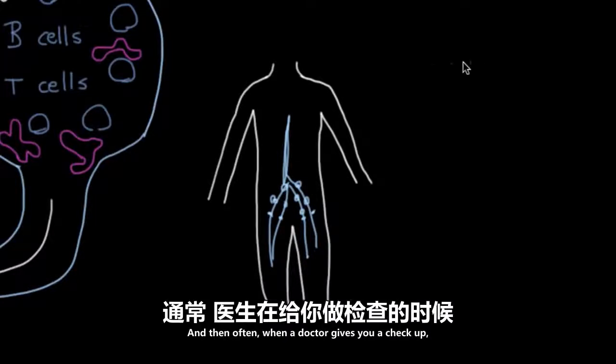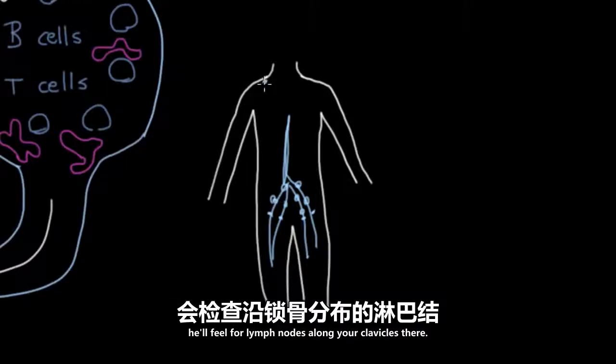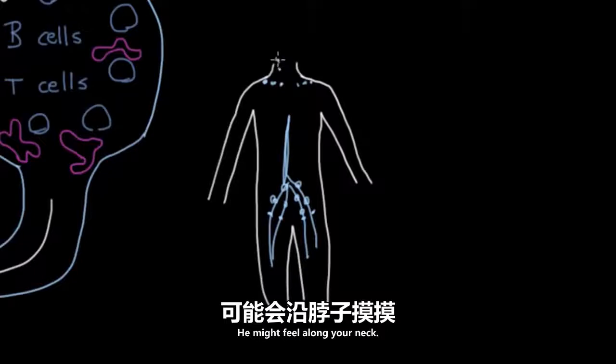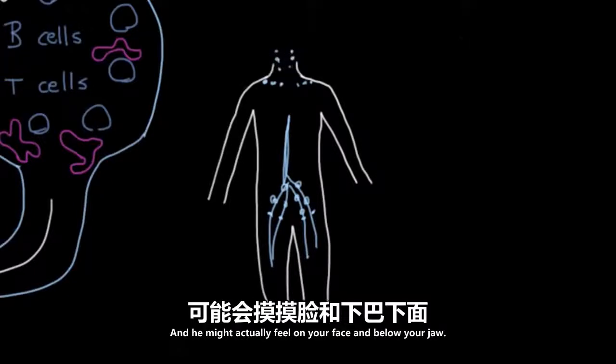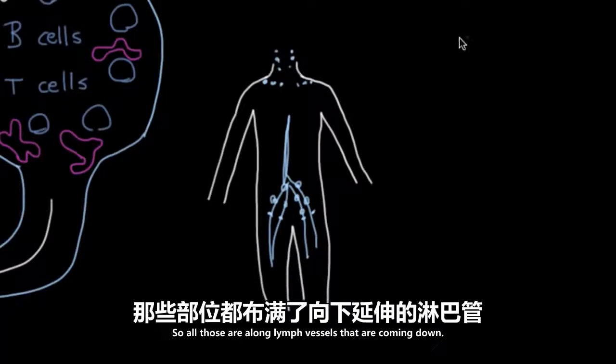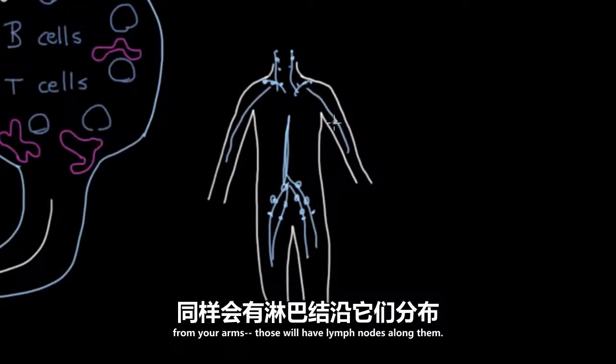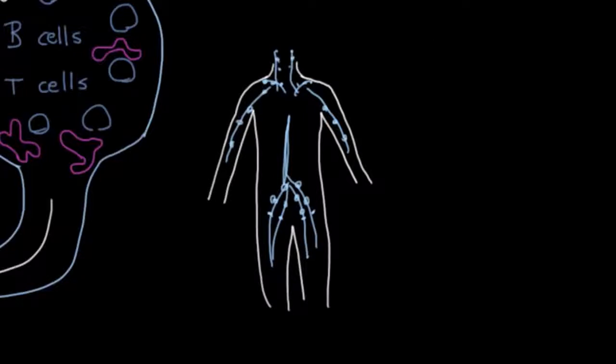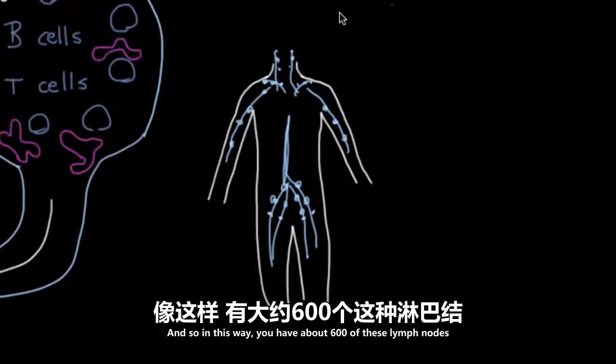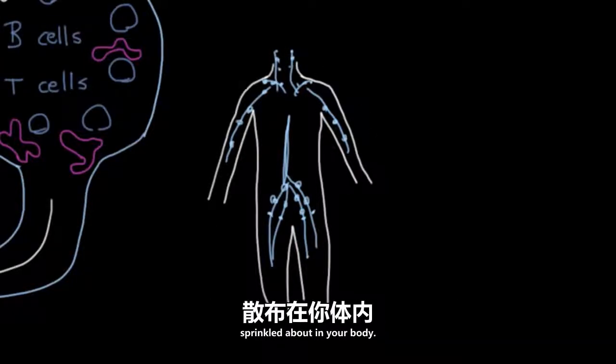And then often when a doctor gives you a checkup, he'll feel for lymph nodes along your clavicles. He might feel along your neck, and he might actually feel on your face and below your jaw. So all those are along lymph vessels that are coming down. And the lymph vessels that are coming here from your arms, those will have lymph nodes along them. And so in this way, you have about 600 of these lymph nodes sprinkled about in your body.